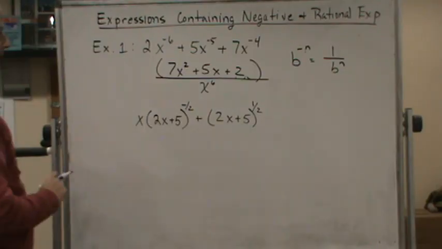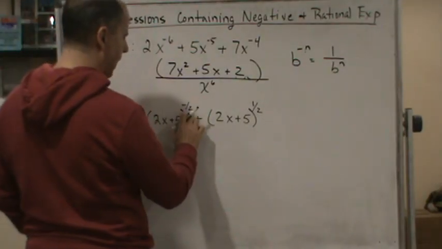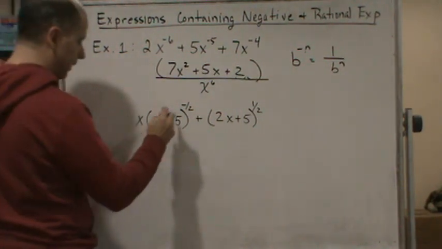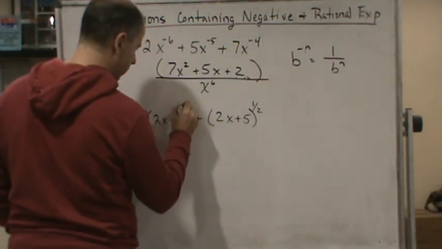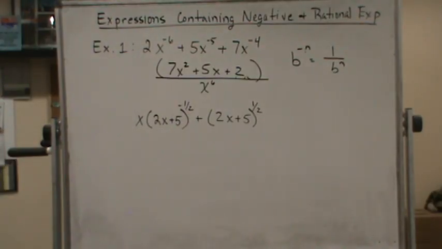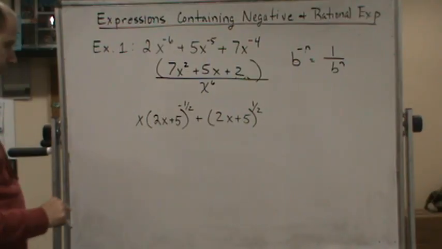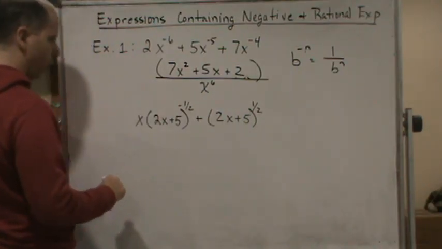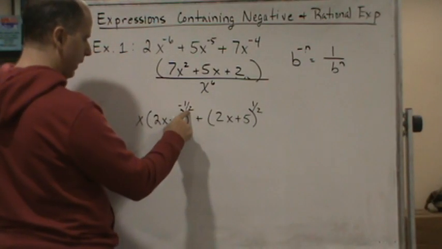Okay, what about this one here? We have rational exponents and they're negative. Right? So again, let's factor out the smallest exponent. Okay? So in this case, it'd be negative 1/2.